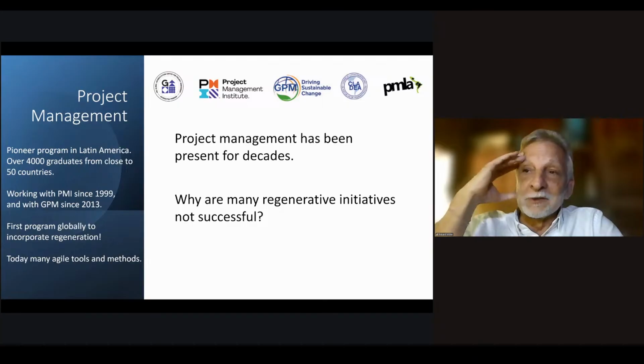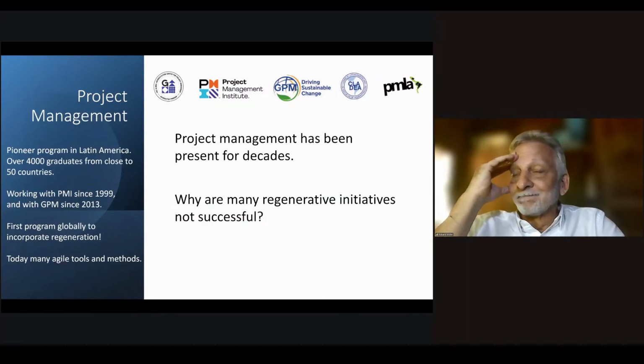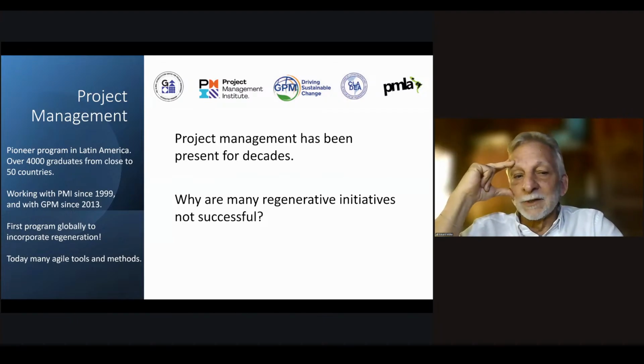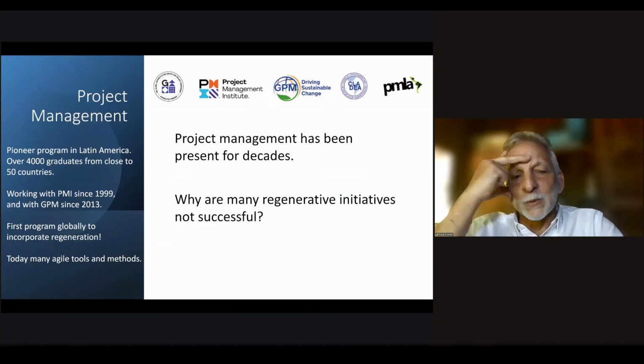We're famous as a university for two things: all our work in regeneration, nature, protected areas, and so on, and project management. We brought project management to Latin America and the Caribbean. Our first master's program was the first one in Latin America and the Caribbean. We've been a long-term partner with PMI, the Project Management Institute, since 1999. We launched the first master's program there. And with Green Project Management since 2013. Not only that, now we're even tighter in our work with Green Project Management. So it has been present for decades.